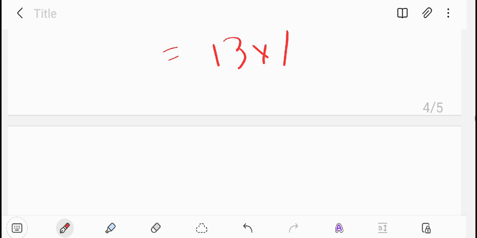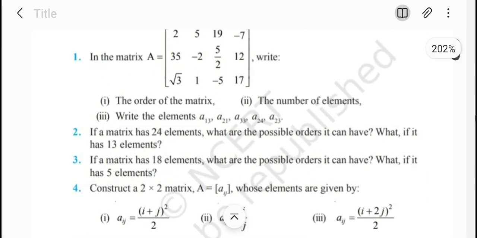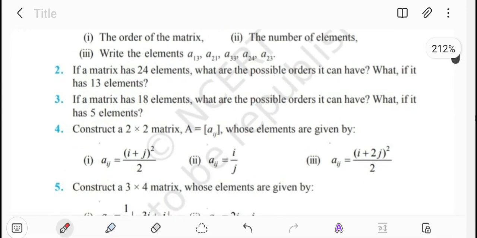Let's move ahead to the third question. The third question says that if a matrix has 18 elements, what are the possible orders it can have, and what if it has 5 elements? This question is very much similar to question number 2, so you can also do it. In case you have any doubt, you can put it in the comment section.